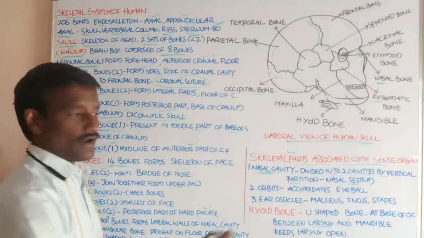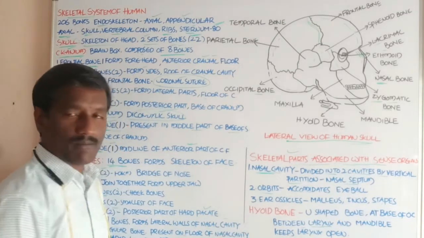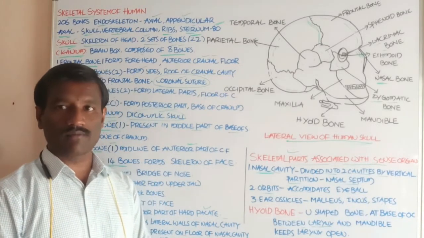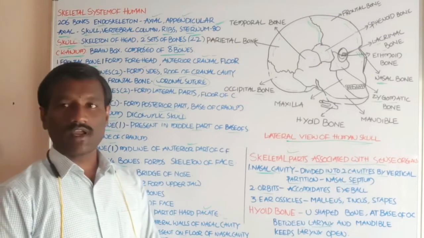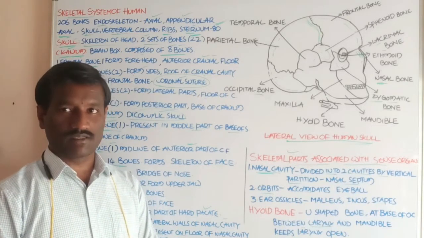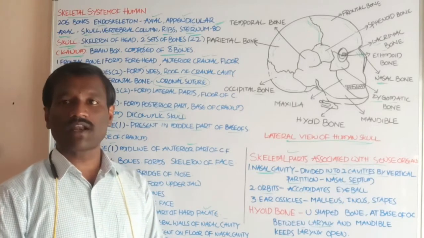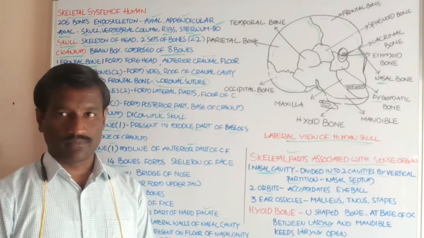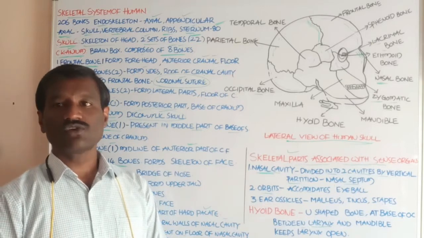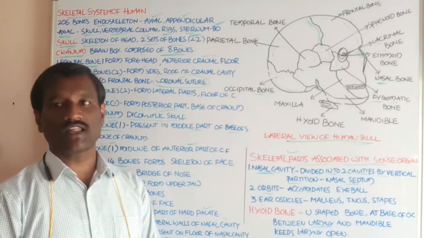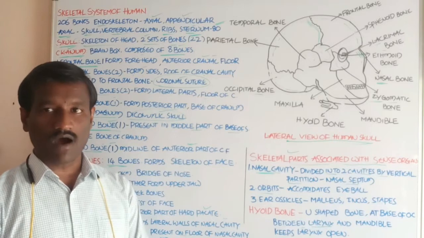Okay, students. Next, another one, orbits. These are also called eye orbits. These are bony depressions that accommodate the eyeball and provide space for the arrangement of the eyeball.